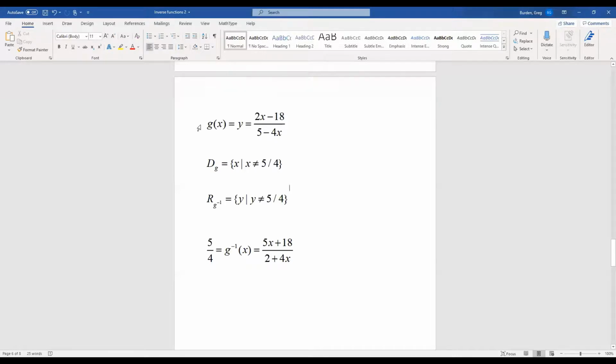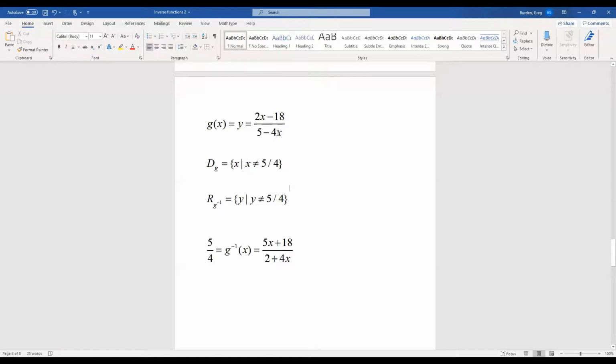So another value of the function notation, calling it G, and getting away from the Y. The domain of G, if you look at this function, is everything except for 5/4. The reason we can't have 5/4 in the domain, so that's what this says, is the set of all X such that X is not equal to 5/4.